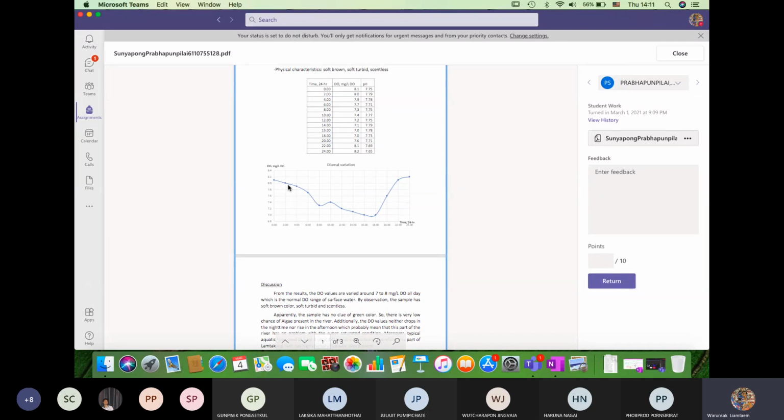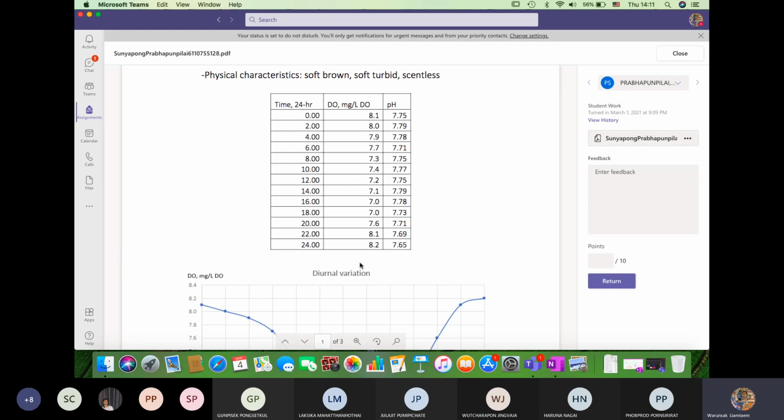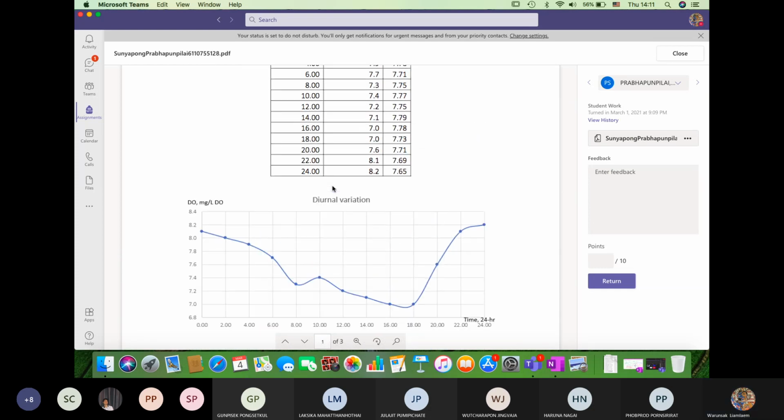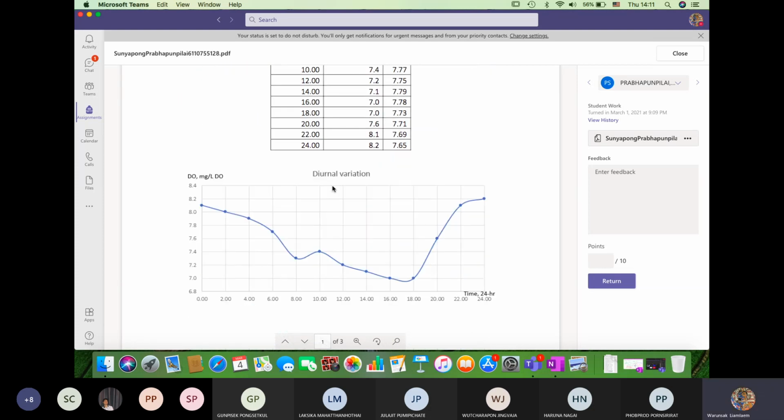You can use connecting lines, but not a curve like this, just a straight line to connect each point shown in these graphs.